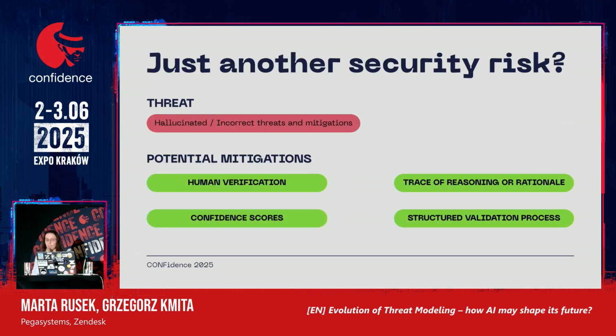Incorrect threats and mitigations. As we saw, this may be a big help in creating threats and mitigations, but they do not always need to be correct. For example, they may be too general, not consistent with a given case, or even inappropriate. So what to do in this case? Human verification with some other security or software expert, use confidence scores, a trace of reasoning or rationale behind each suggestion, or use any structured validation process.